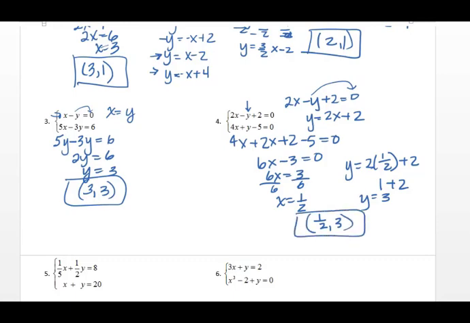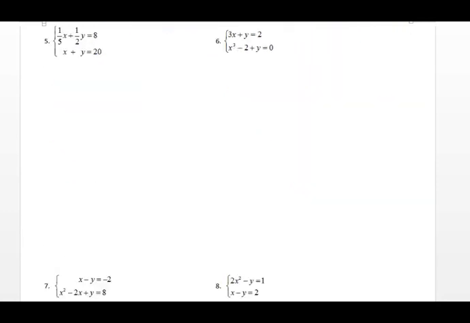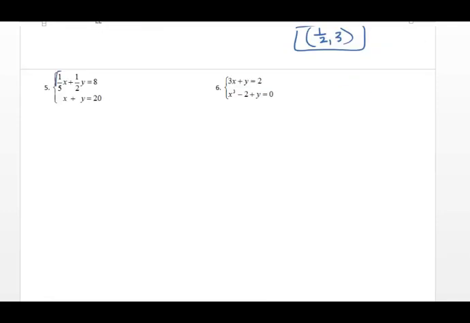Okay? All right, let's move on to number 5. Okay, so probably what you notice first is these fractions. So you've got to think about, okay, what can I do to get rid of these fractions? Well, the least common multiple between 5 and 2 is 10. So if I multiply through this whole thing by 10, what I'm going to end up with is 10/5 would be 2x plus 1/2 is 5y equals 80. So now I have no more fractions. I'm good to go. And I still have x plus y equals 20.